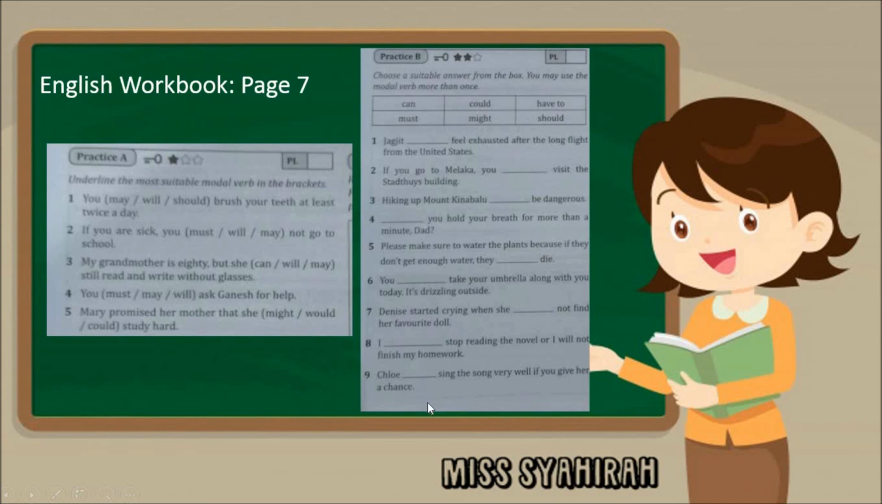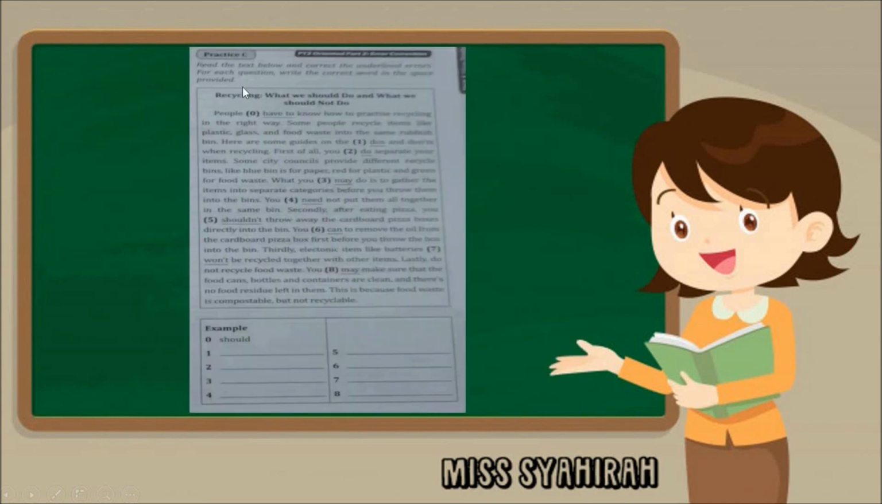Right, next. Practice C. So read the text and correct the underlined errors. So kamu betulkan kesilapan grammar ni. Write the correct word in the space provided. So tulis jawapan yang betul dekat sini, dekat bawah ni.